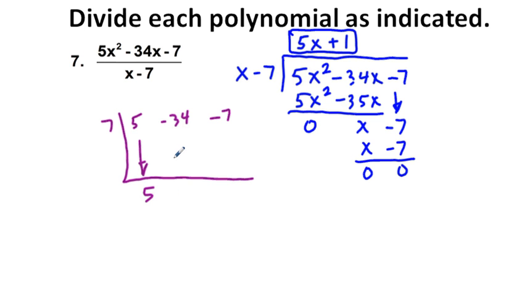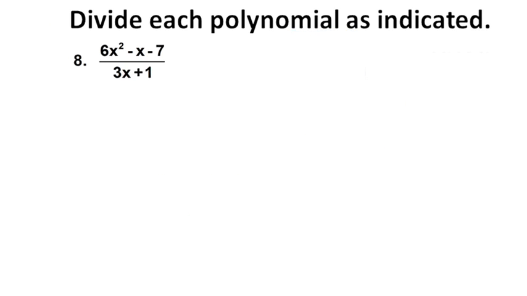7 times 5 is 35. Negative 34 plus 35 is 1. 7 times 1 is 7. And then we have 0. So we end up with the same thing, 5x plus 1. So a little confirmation using synthetic division.